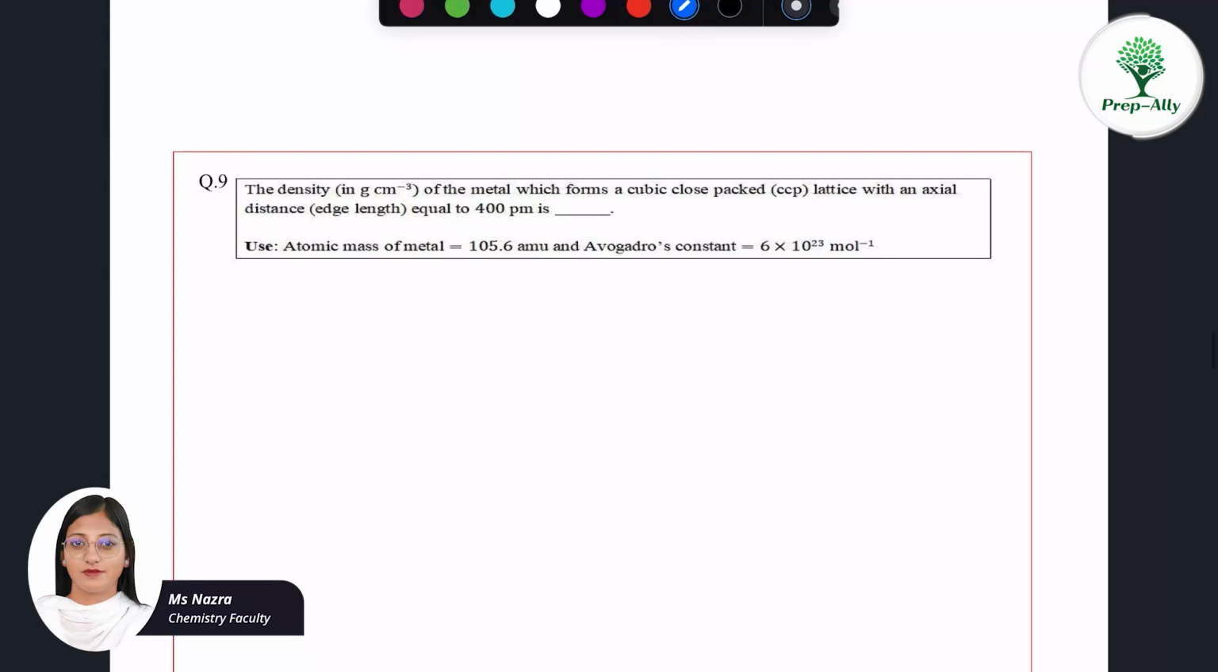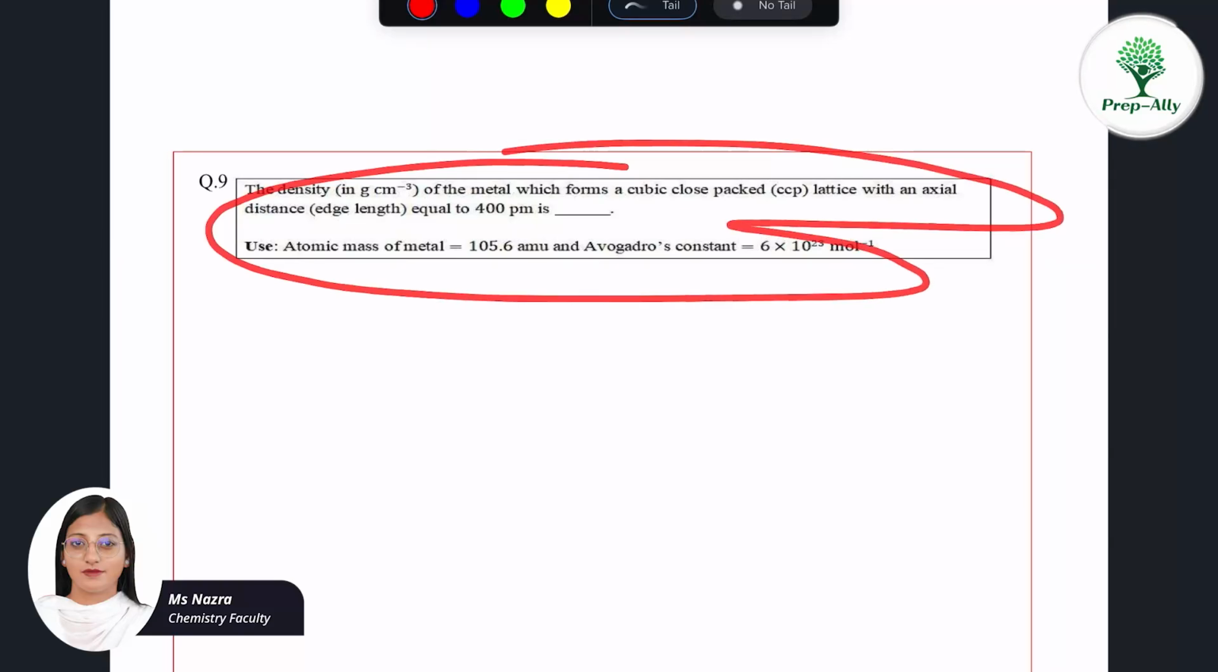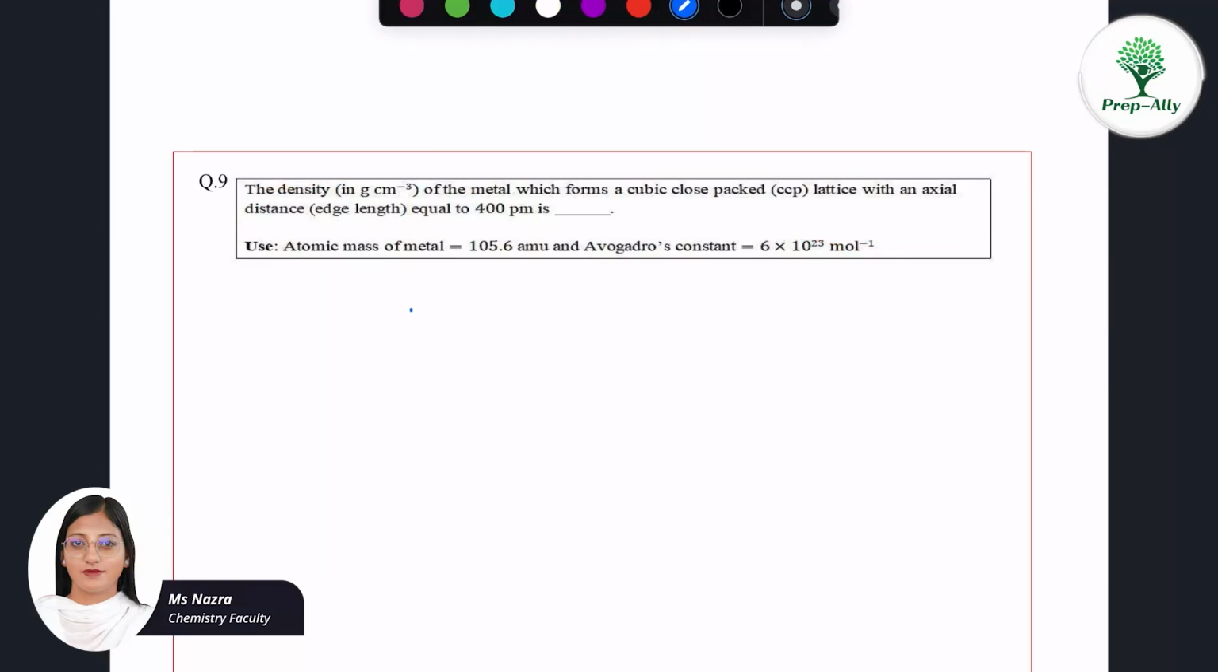Now the question given is: the density in gram per centimeter cube of the metal which forms a cubic close packed lattice with an edge length of 400 picometer. The atomic mass of the metal is also given in the question itself, and the Avogadro constant value is simplified, 6 into 10 to the power 23.